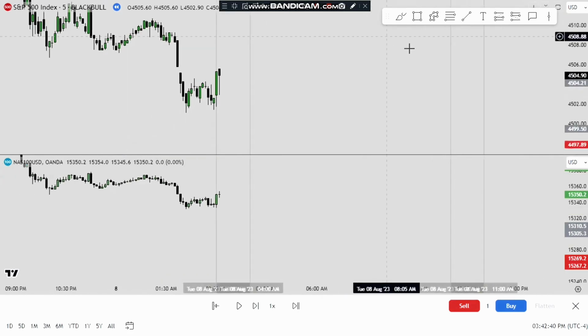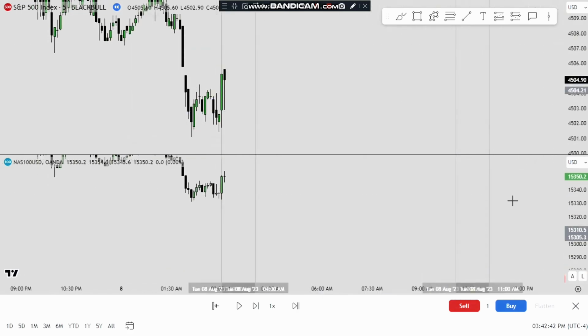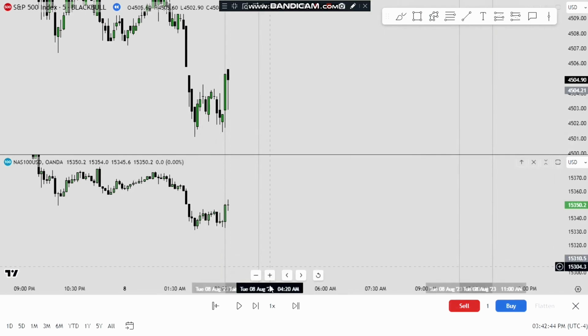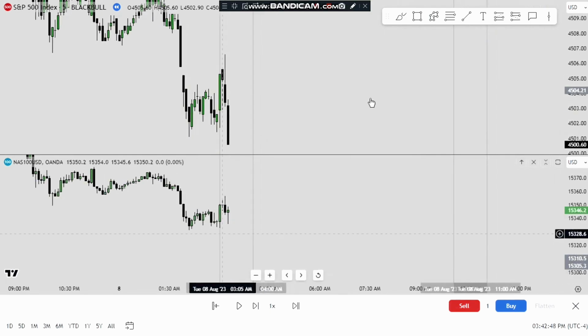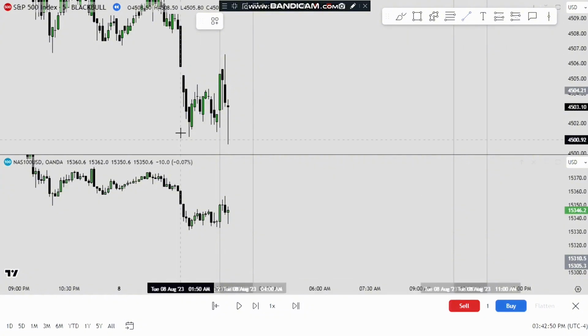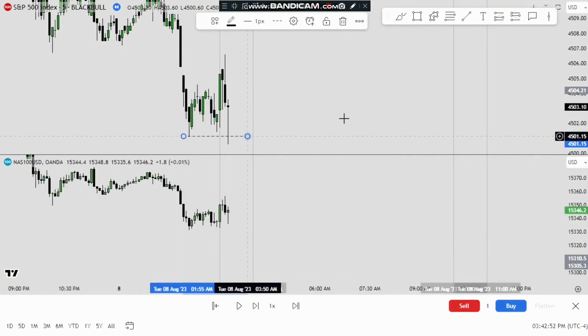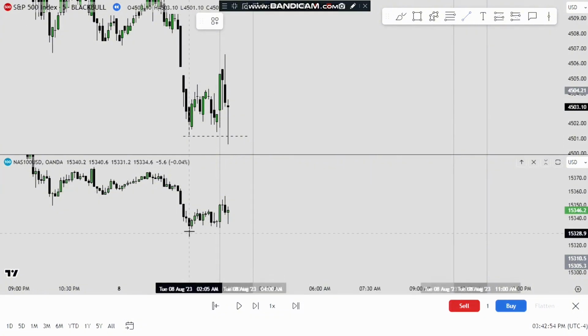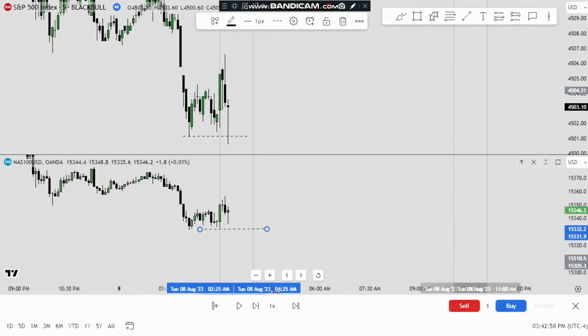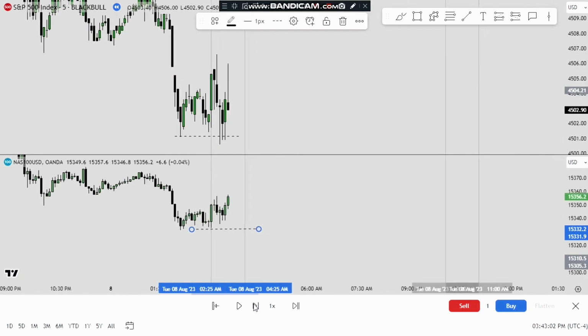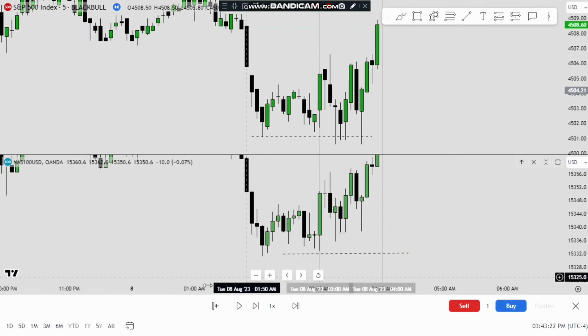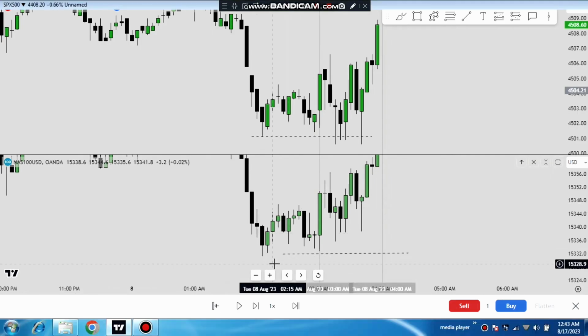Now what happened here? So there is still no divergence, and now this swept this low, and this low hasn't been swept. So this is a bullish divergence. Let's see if we have got any fair value gap to the upside. There were no fair value gaps on the 5 minute.